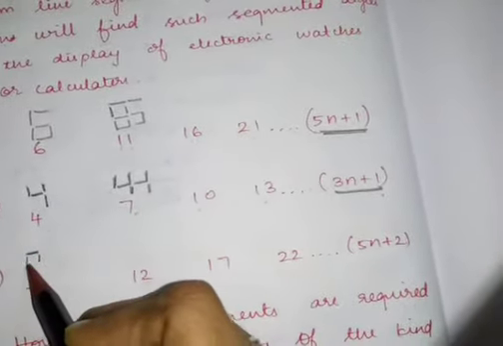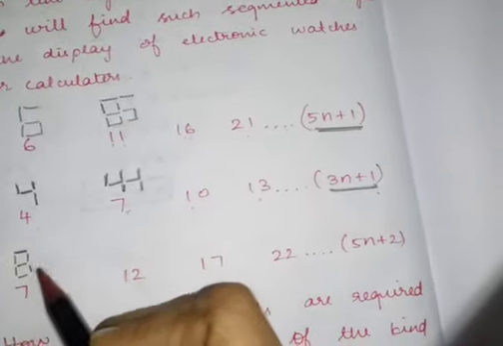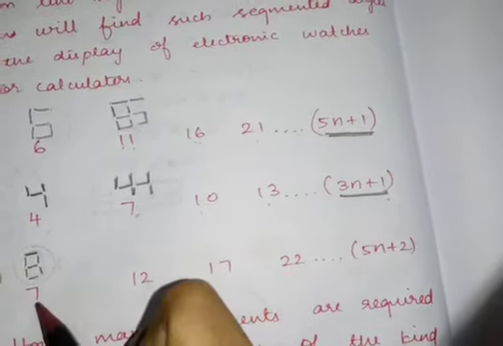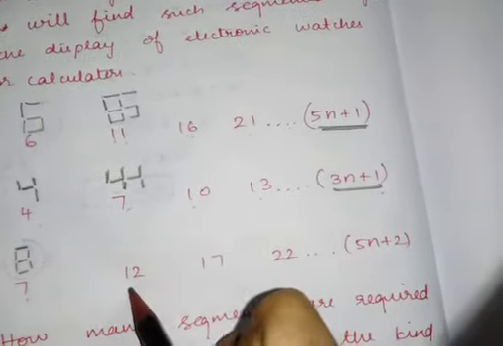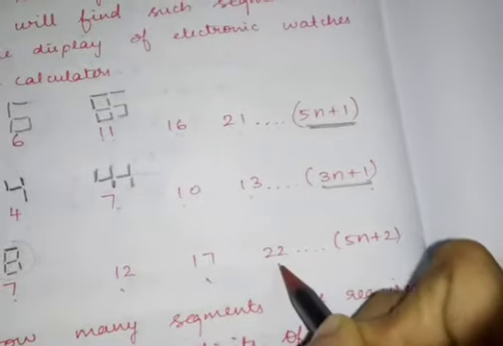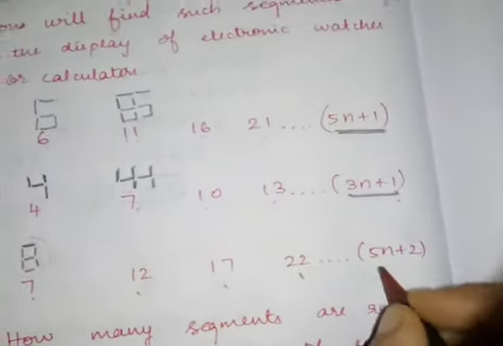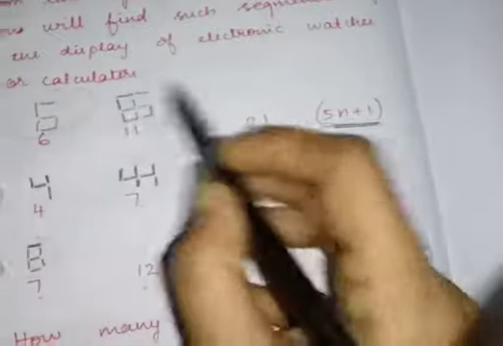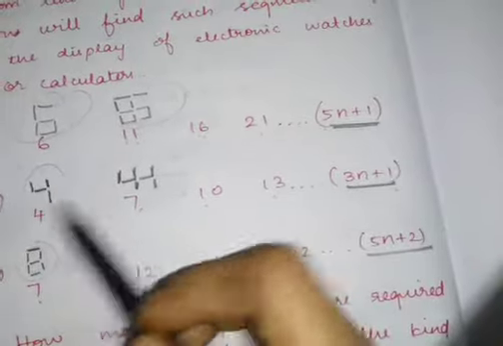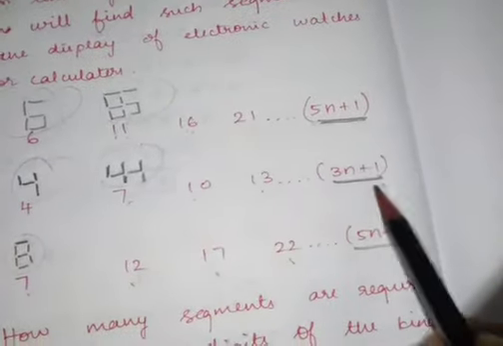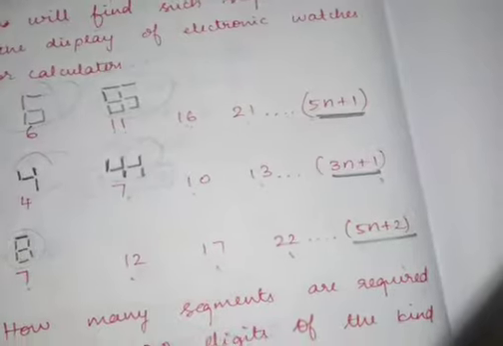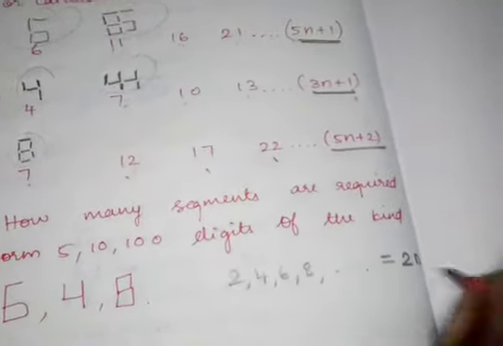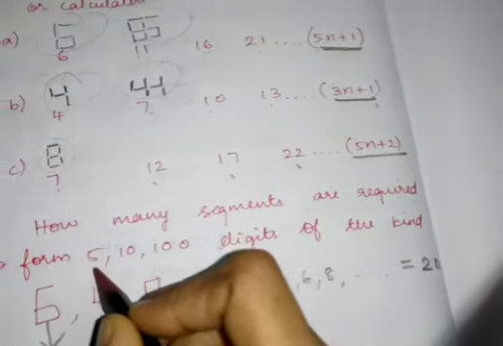Okay. Next is like 8. 1, 2, 3, 4, 5, 6, 7. So this number looks like 8. But how many strips are there? 7 strips. Next 12 strips will be there. Next 17 strips. Next 22 strips. If it goes on, what will be the pattern which is following? 5n plus 2. So for the number 6, what is the pattern? 5n plus 1. For number 4, what is the pattern? 3n plus 1. For number 8, what is the pattern? 5n plus 2.